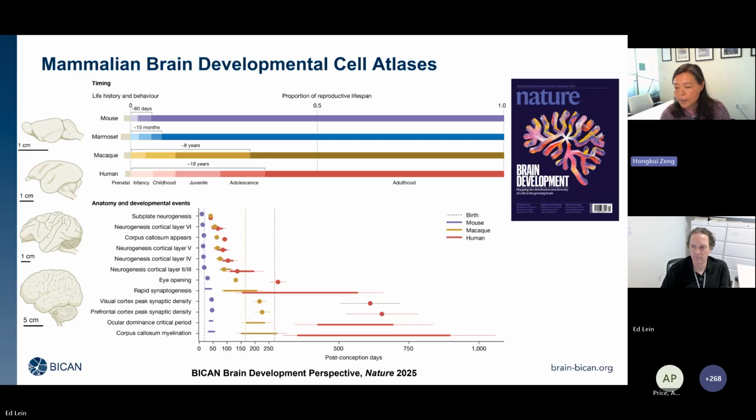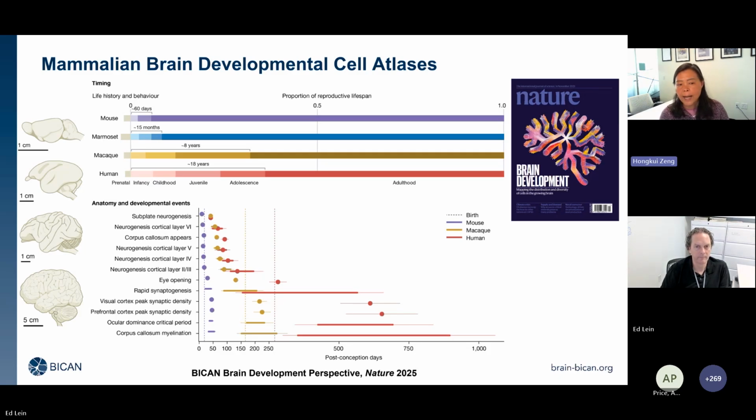And our ultimate goal from the consortium is to build high spatial and temporal resolution cell atlases across the entire developmental periods, prenatal and postnatal, across species, so that we can align them as well, just like what we have been doing for the adult brain, to understand cross-species conservation and divergence in terms of the emergence of cellular diversity and circuit specificity.